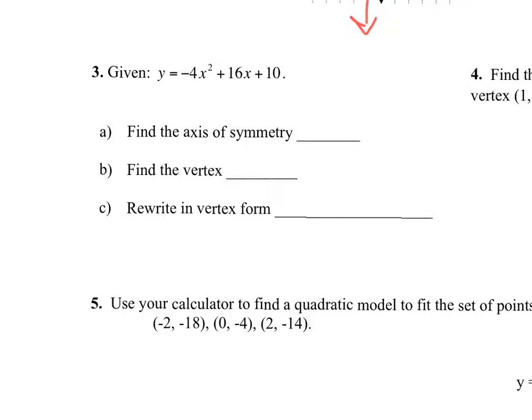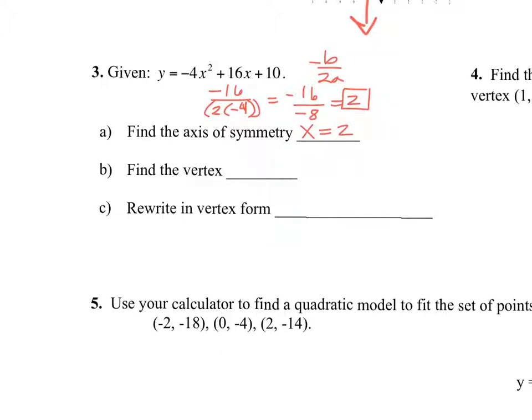Given this equation, you're going to find the axis of symmetry. We just did this. What's the formula for axis of symmetry? Negative b over 2a. Okay? So you're going to do a negative 16 over 2 times negative 4. Remember, if you're plugging it into your calculator, put parentheses around that. I think these ones are so simple, just do it in your head. Negative 16 over negative 8. What's a negative divided by a negative? A positive. Okay, so your axis of symmetry is x equals 2.